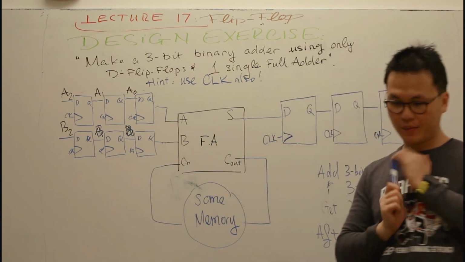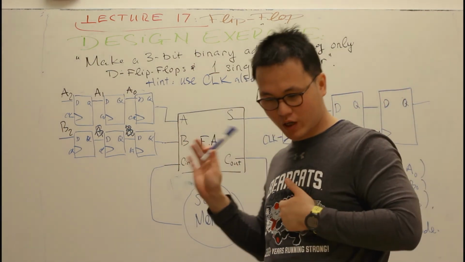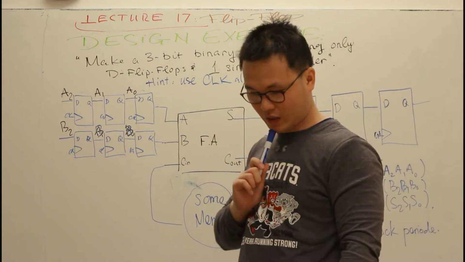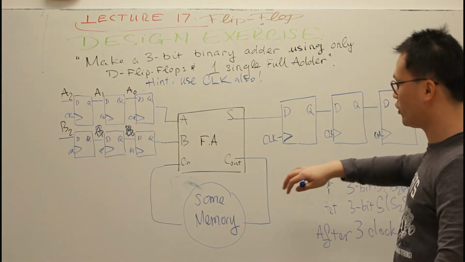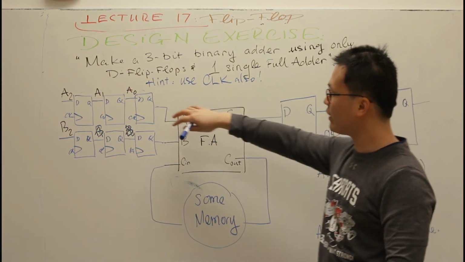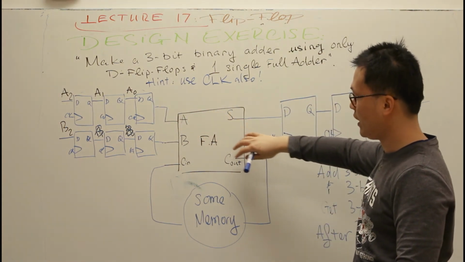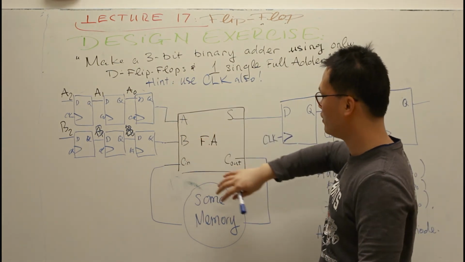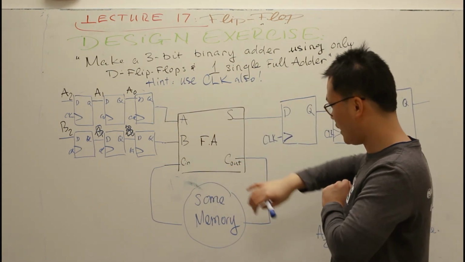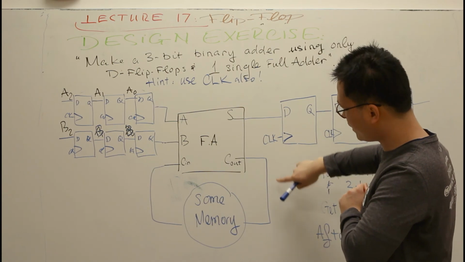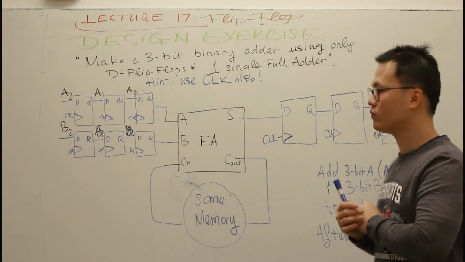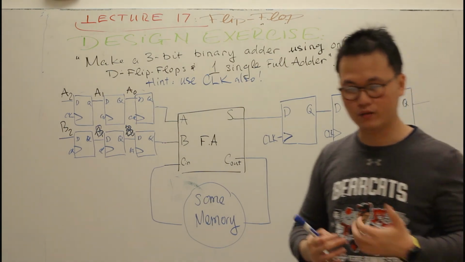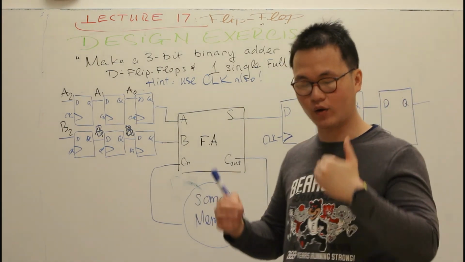But we have a problem of carrying. Carrying still needs some memory, right? For every single clock cycle, after you compute A and B one bit at a time, you need to put the carry out back into the carry in. But you cannot do that immediately, right? You need to wait for one cycle.